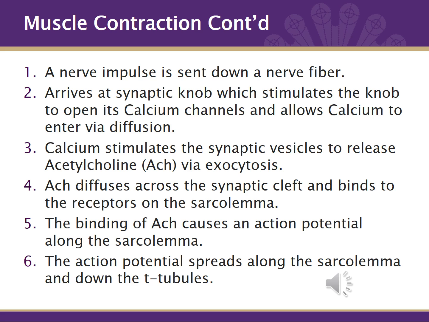As ACh leaves the synaptic knob and diffuses across the synaptic cleft, ACh binds to receptors on the sarcolemma of the muscle fiber. The binding of ACh causes a brand new action potential to occur on the sarcolemma. This action potential spreads in a wave-like fashion along the sarcolemma and then gets transported down T-tubules.